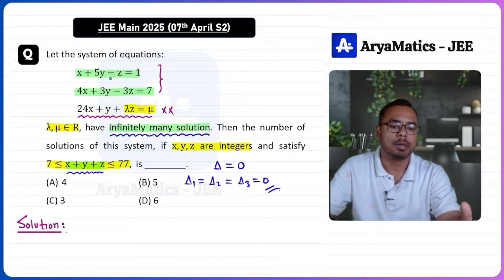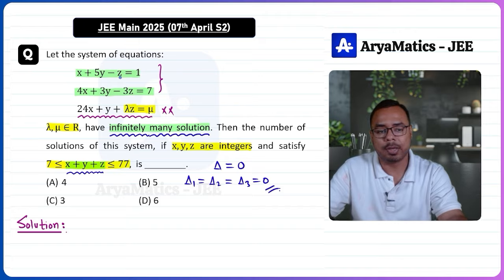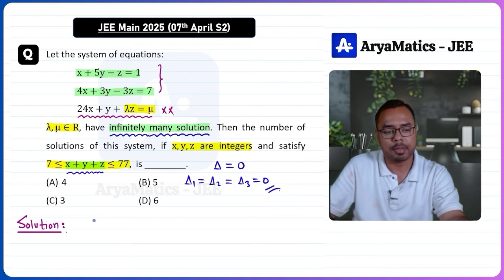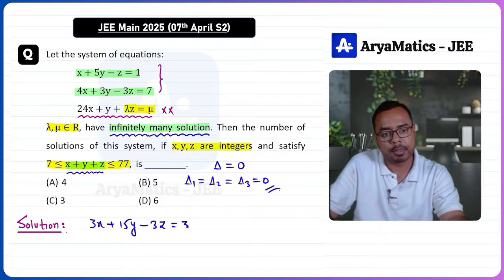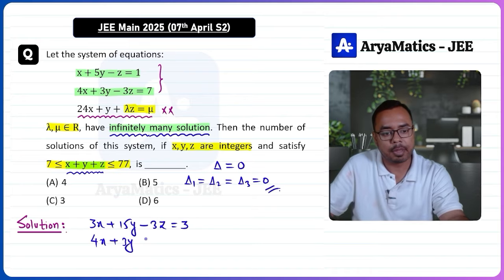Let us try to write one variable in terms of the third variable using equations 1 and 2, and there is no need to calculate lambda and nu here. If I want to get rid of z, then we can multiply the first equation by 3. That means 3x plus 15y minus 3z equals 3, and the second equation is 4x plus 3y minus 3z equals 7.